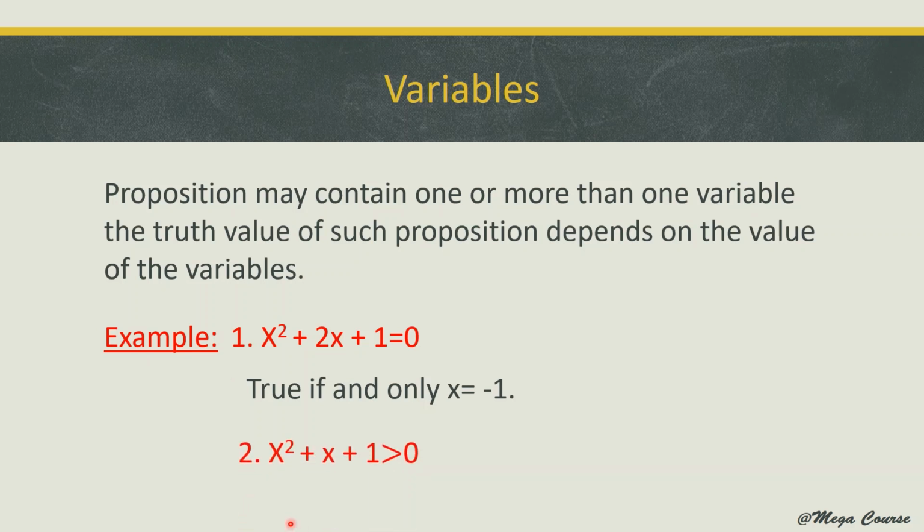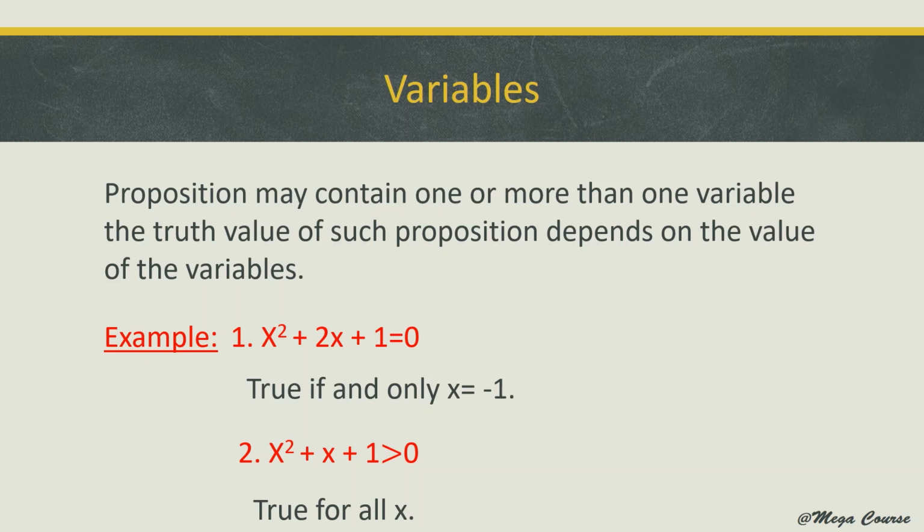x squared plus x plus 1 greater than 0, is positive. So when is this statement true? Here we have variable x, so this statement depends on the value of x. If you haven't already known, this statement is true for all x. Why is it true for all x?